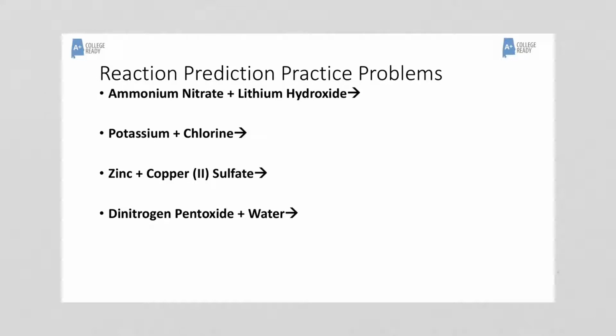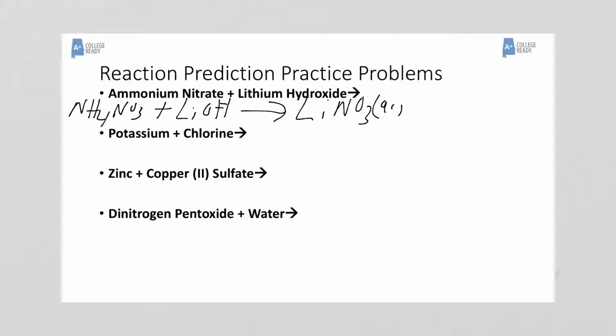Next, we're looking at ammonium nitrate plus lithium hydroxide. So again, this is a reaction between two salts. Ammonium nitrate is NH4NO3. Lithium hydroxide is LiOH. These are going to double replace. So we're going to get lithium with nitrate. Lithium's a 1+ ion. Nitrate's a 1- ion. All nitrates are soluble, so this is aqueous. And it looks like we would get NH4OH, ammonium hydroxide.